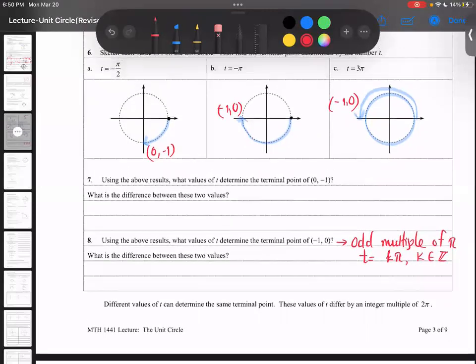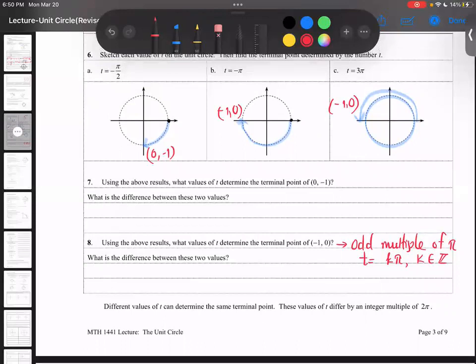Use the above result. What value of t determines the terminal point (0, -1)? Now we talk about (0, -1). Well, every time you go an odd multiple of pi half, right? Because say, for example, if you go 3 pi half, right? So 3 pi half, you end up at (0, -1), right?